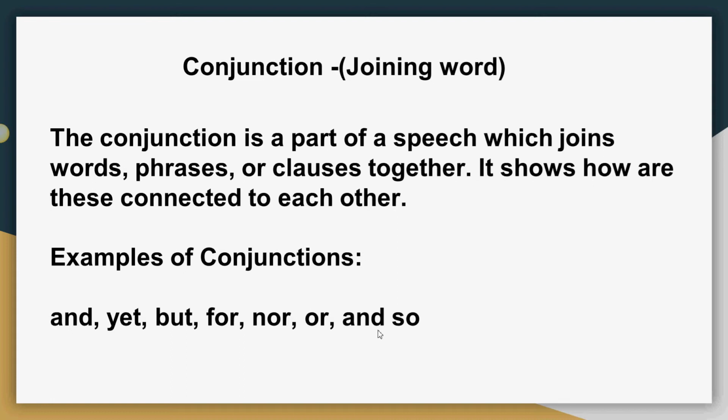Next part of speech is conjunction. Conjunction is also known as joining word. The conjunction is a part of speech which joins words, phrases or clauses together. It shows how these are connected to each other. Examples of conjunctions are and, yet, but, for, nor, or, and so.